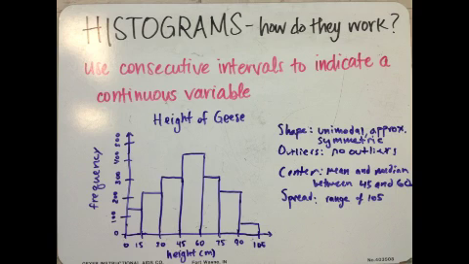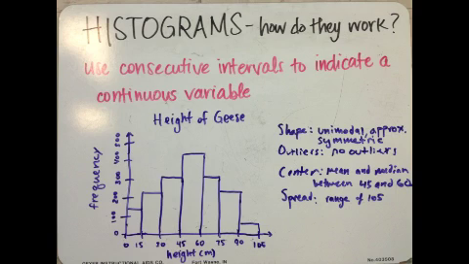First, we're going to look at histograms. Histograms use consecutive intervals to indicate a continuous variable. The x-axis has intervals to show the given value, while the y-axis shows the corresponding frequencies. In this example, the continuous variable that we are looking at is the height of geese, and our intervals are 15 meters. It's important that our intervals stay consistent and have no gaps so that our graph shows an accurate depiction of our data.